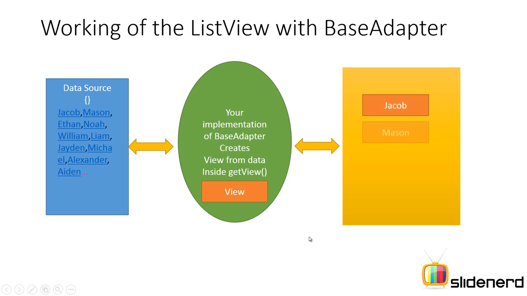Now the list view is going to take all the view objects for each element inside your data source and then create your complete list view, which is your final thing which you see on the screen. This is how the BaseAdapter works. So what does the BaseAdapter do? Very simple. It performs the mapping between the element in the data source and the views inside your list view.